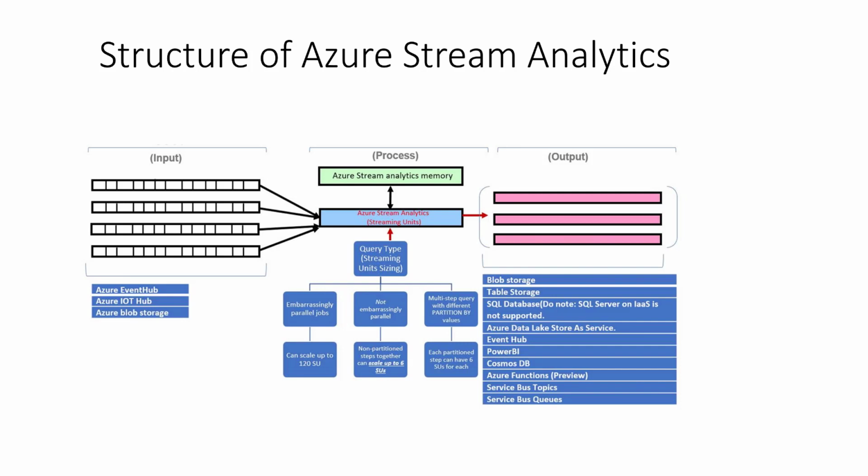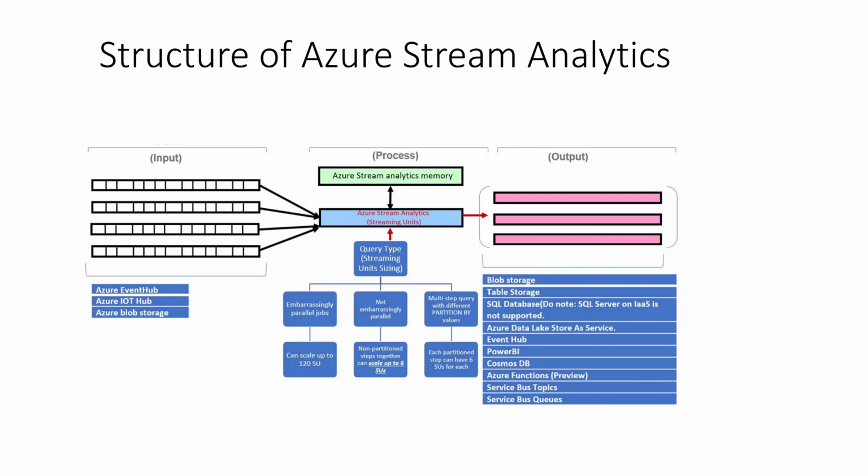So I want to focus now on the structure of the Azure Stream Analytics. As we previously saw, there are three key components here: the input, the process, and the output. The input currently accepts three types of input. It might change in the future, but as of today it accepts Azure Event Hub, IoT Hub, and Blob Storage.